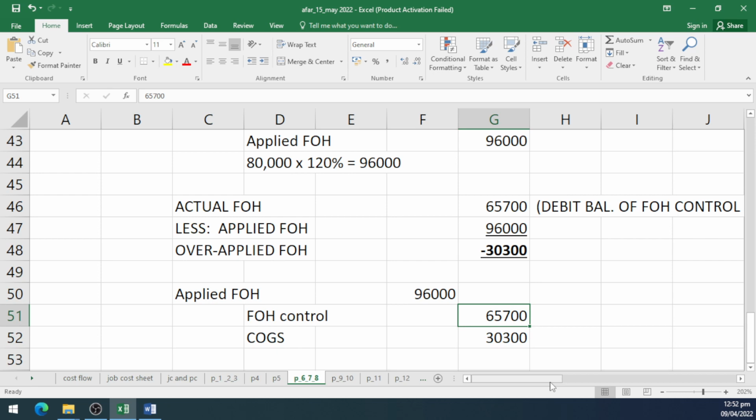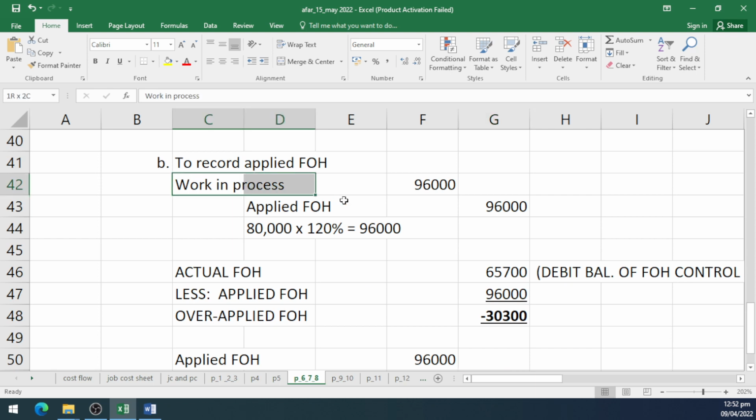Actual costing, pero kung actual costing yan, ladies and gentlemen, wala tayong entering ganito. Kung actual costing, debit to work in process, 65,700, and credit to factory overhead control, 65,700. Yun ang magiging entry sa application. Of course, wala tayong over or under applied in that case, kasi kung ano yung actual, yun lang ang tinatransfer sa work in process.